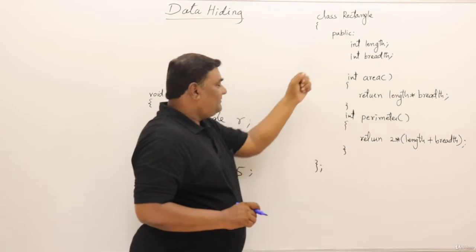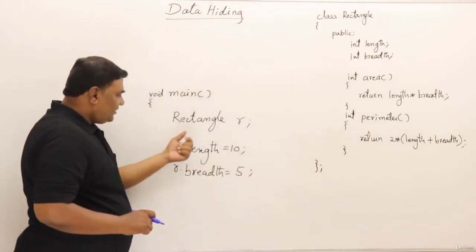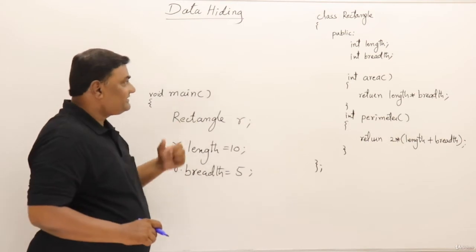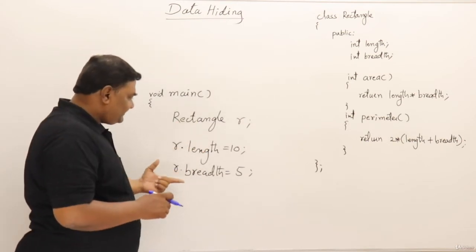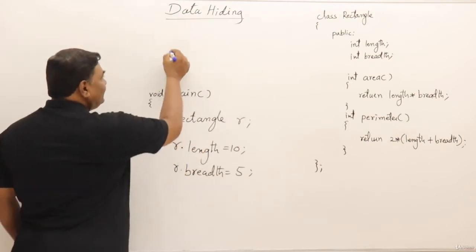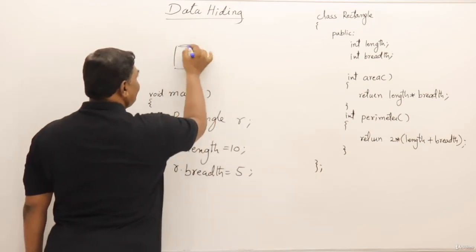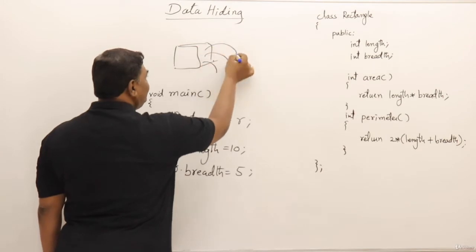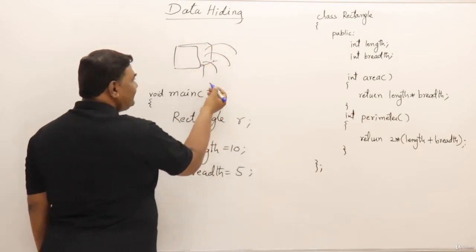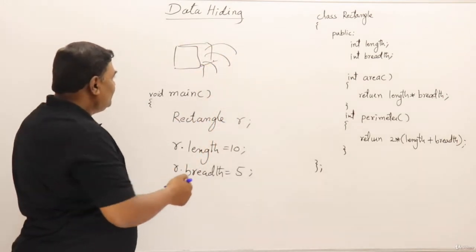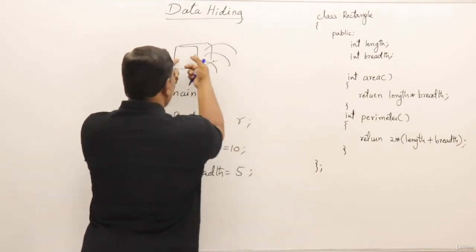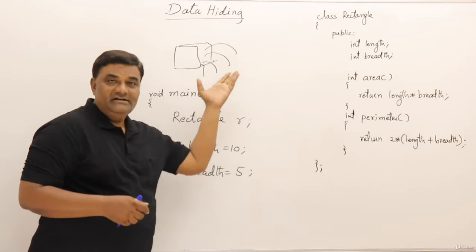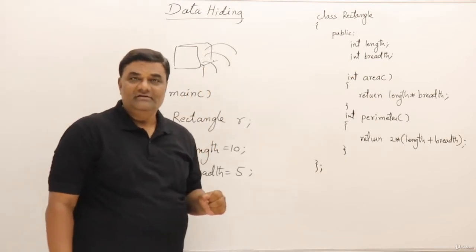Because the data is public, we are able to directly create the object and access data like r.length, r.breadth. We are able to access it. When we are able to access it, imagine it like this. This is a television box. And there are some wires coming out of the box, wires that are hanging out. Now you can join these wires, and some function will be performed. If you join wrong wires, then the television may not work properly.